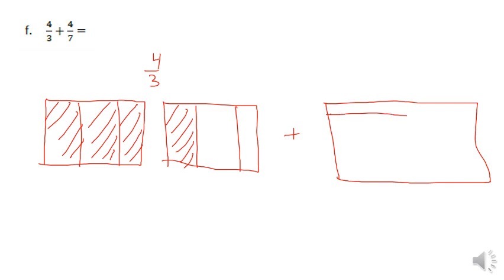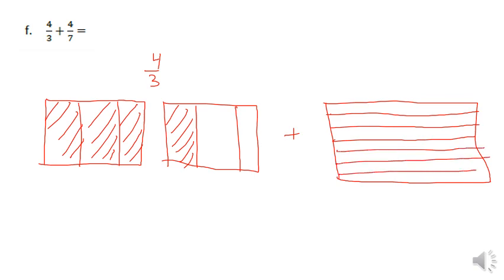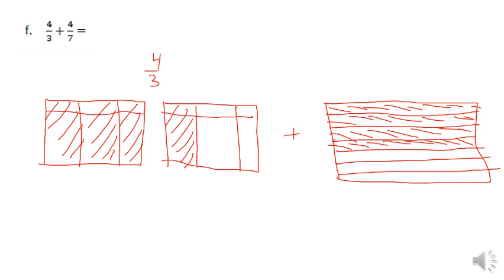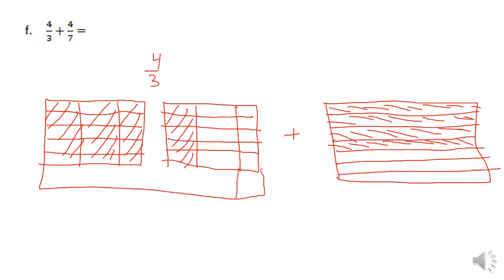Now I have 4/7. Here's 1, 2, 3, 4, 5, 6, and 7. And we're going to shade in 4 of the 7. There's 3/7 and 4/7. Now over here, we've got to split these into 7s. And we're going to split both models. There's 1, 2, 3, 4, 5. We're going to have to add 2 onto it.